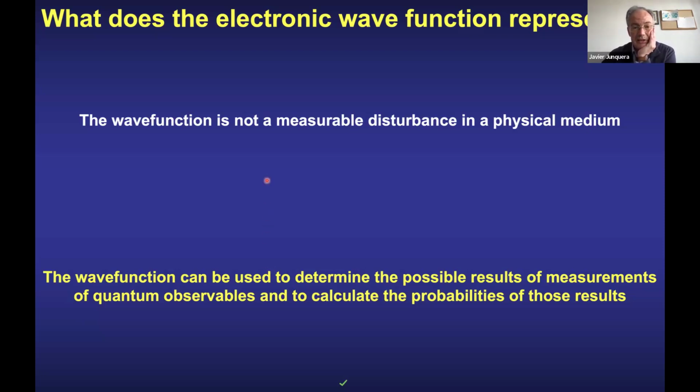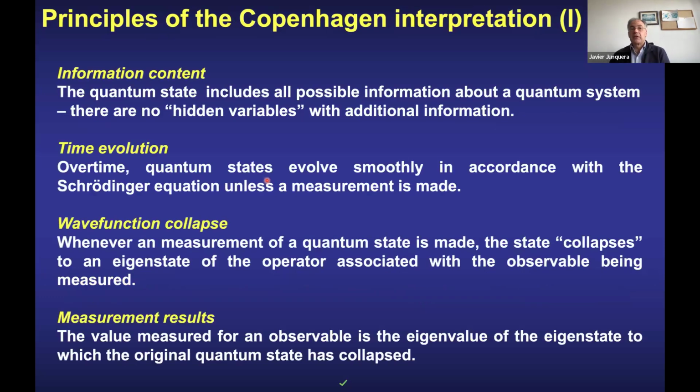This is something that was discussed from the very beginning of the birth of quantum mechanics, and it gives rise to what is called the Copenhagen interpretation. I will not enter into the details of this interpretation or the debate behind it, where Einstein and others were proposing some other interpretation. I will just enumerate here the most important principles of this interpretation.